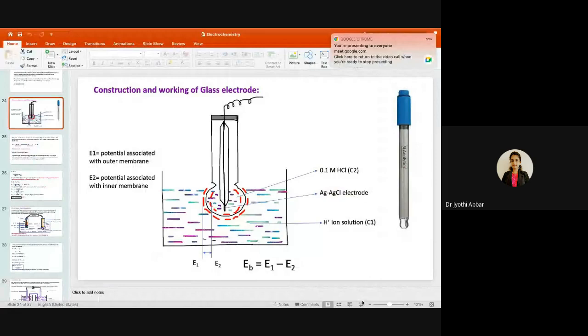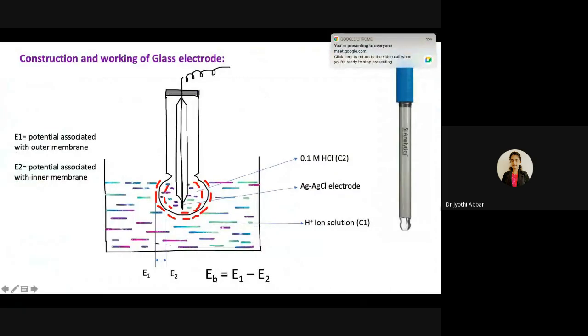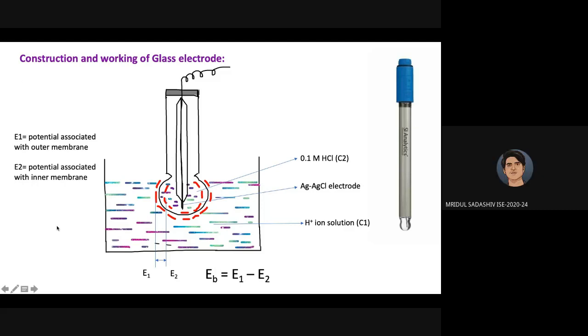Okay, so in the previous class, I had asked you to draw this diagram. Has everyone done it, and have you all named these parts? Yes, ma'am. Okay. So this construction and working of the glass electrode is going to be asked for 6 marks. So first let us see what is the construction of this glass electrode.